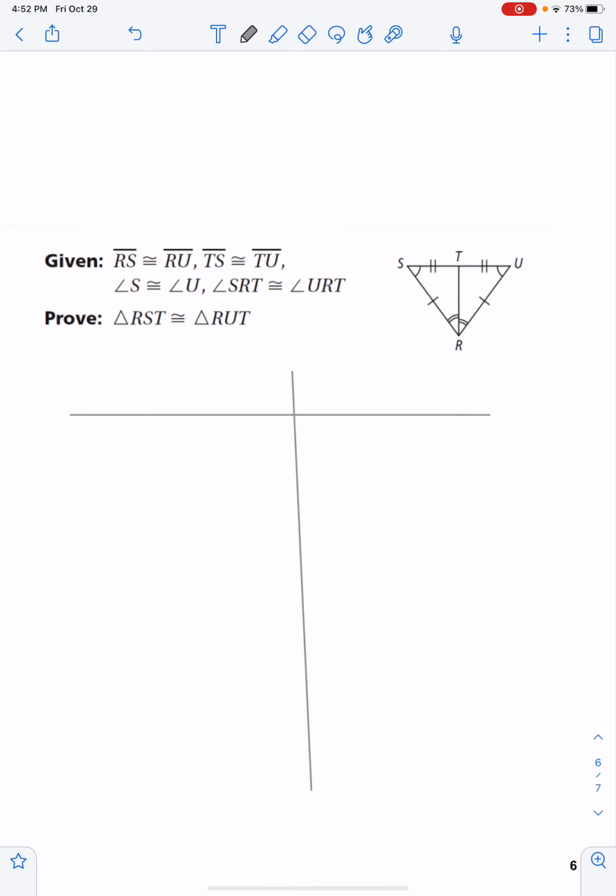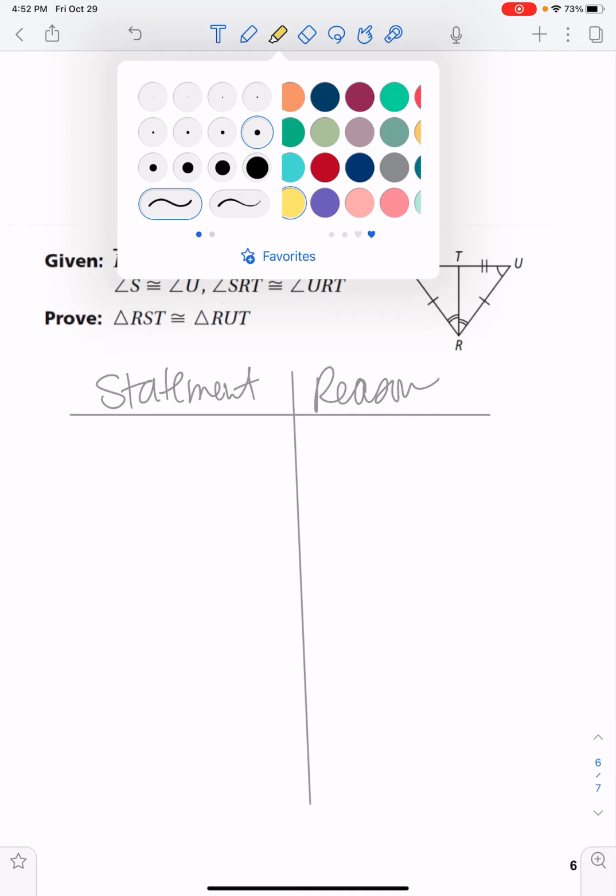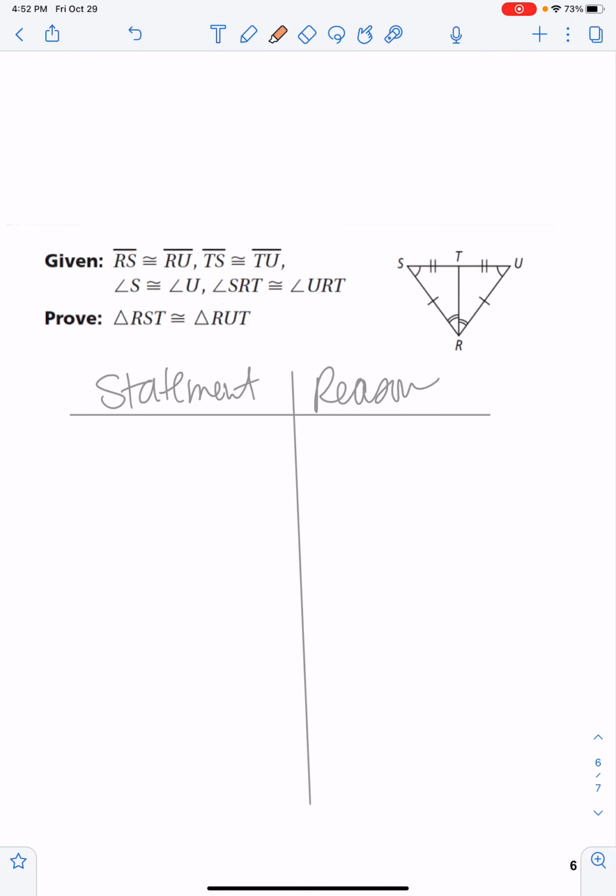Okay, let's switch up the colors here. We've got statement and reason. I'm feeling, let's go. Can you tell I like green a lot? Let's go orange.